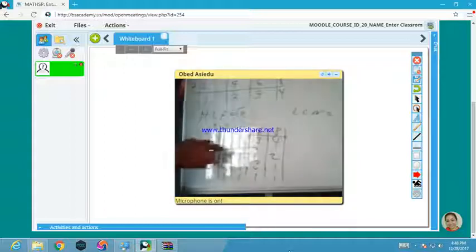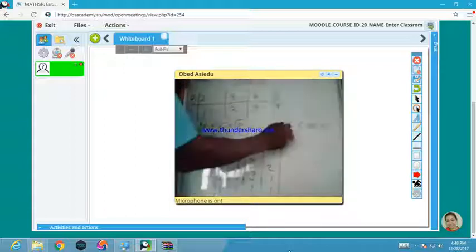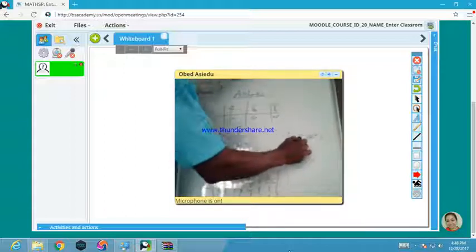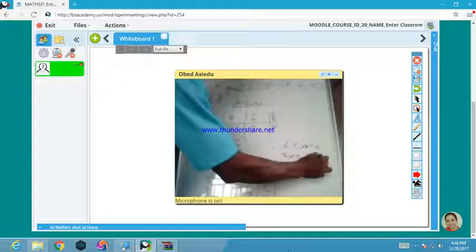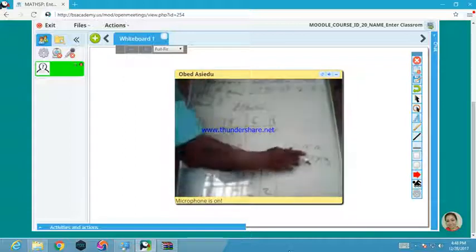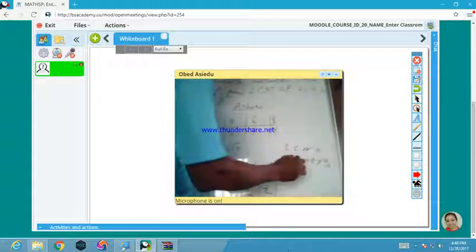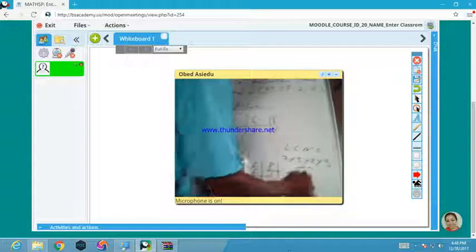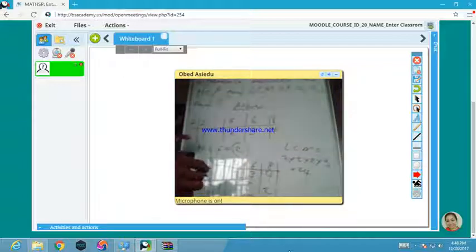So therefore the LCM will be equal to the product of what? The divisors, which is 2 times 2 times 2 times 3. 2 times 2 will give us 4. 4 times 2 gives us 8. 8 times 3 will give us what? 24.